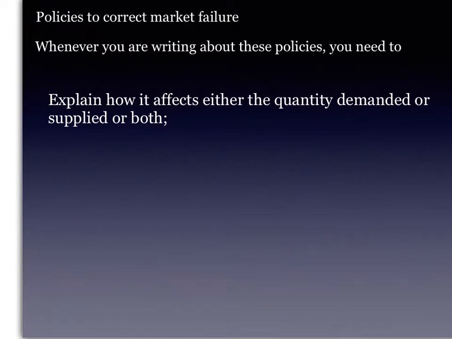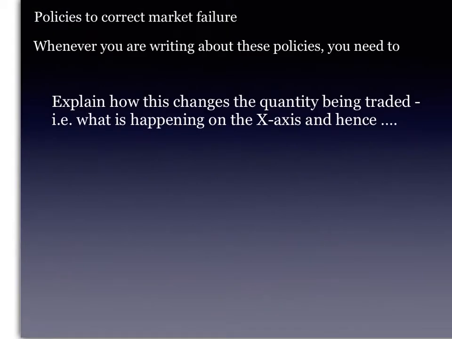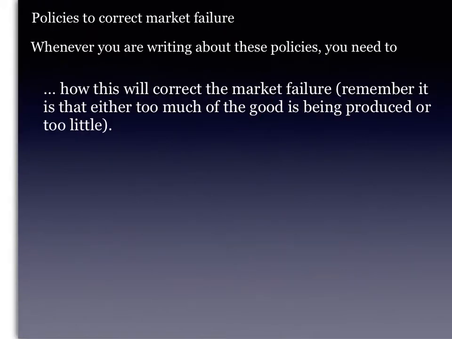So what you have to do is explain how it affects the quantity being demanded, that's from the consumption side in the market, or the quantity being supplied, or in fact both. In this case we'll see that it's both. And then once you've done that, and only once you've done that, you can explain how it changes the quantity traded on the x-axis and how it will correct the market failure. You get right to the end of the analysis and you say, when we've introduced the subsidy, this will happen, this will happen, this will happen, and then we will have corrected the market failure.